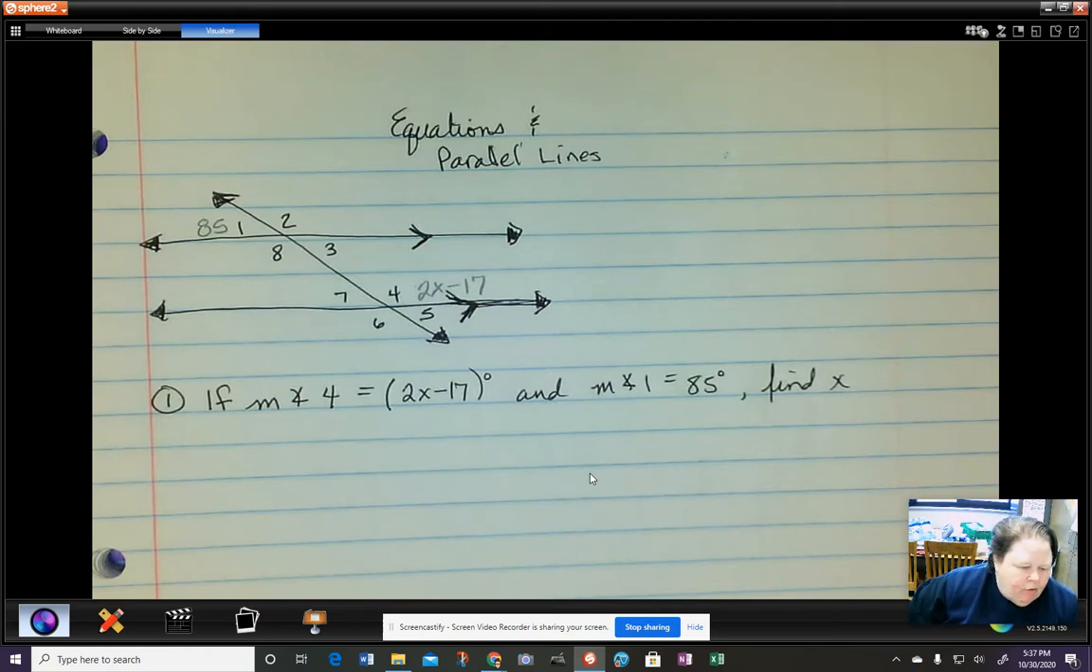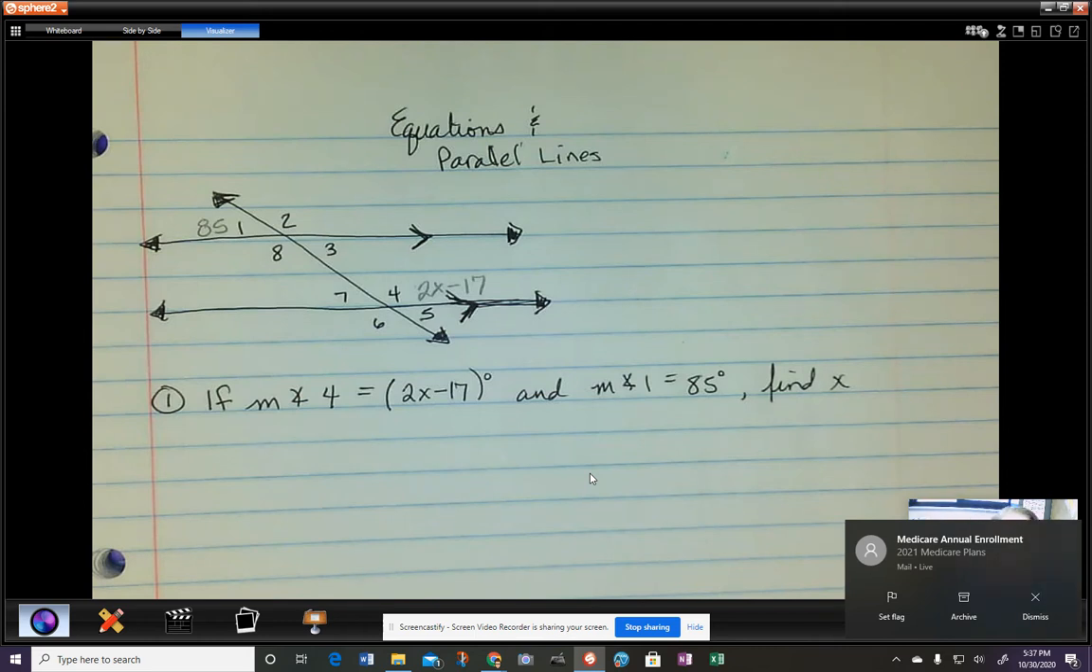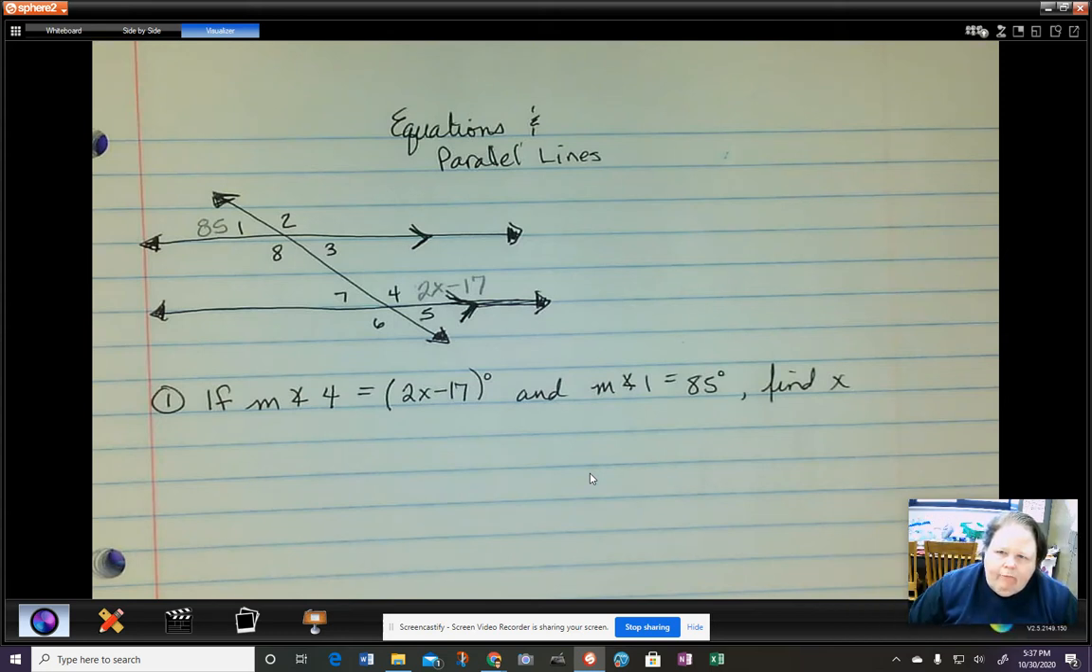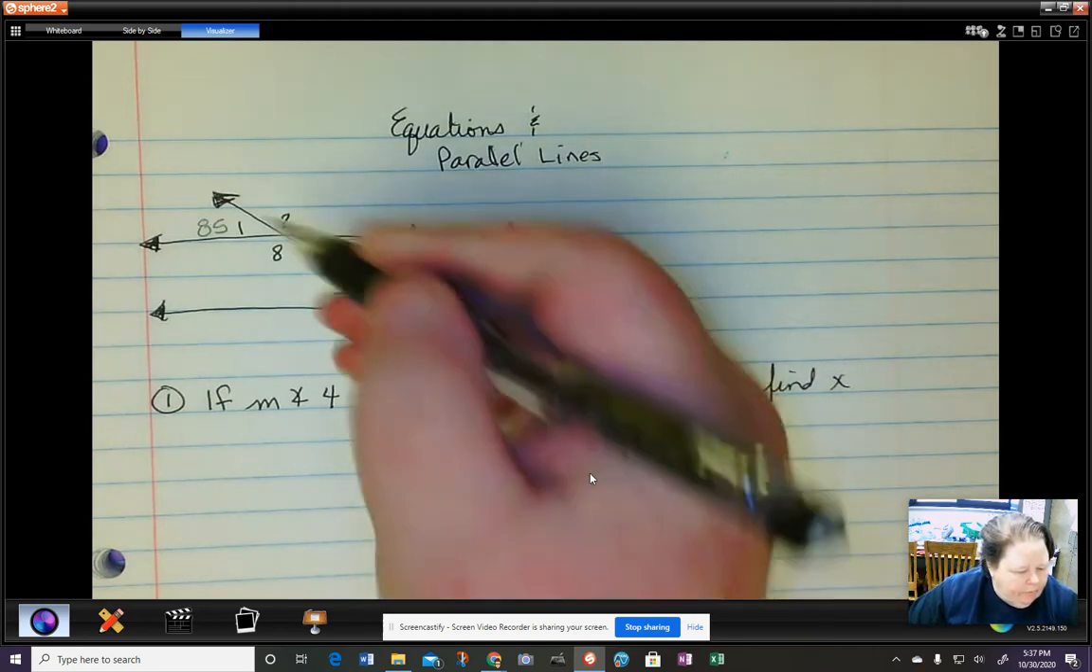There's a couple ways we can go about this. We can find what's complementary and what's supplementary, or we can find corresponding angles, or we can find vertical angles and same side interior. It just depends on which way you see it. I see it like this.